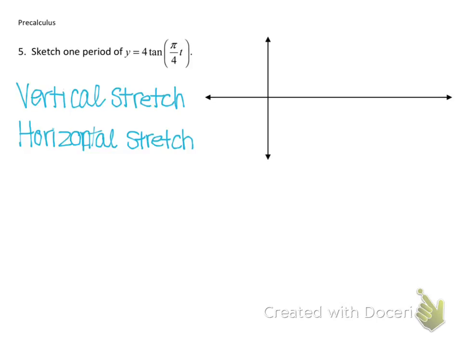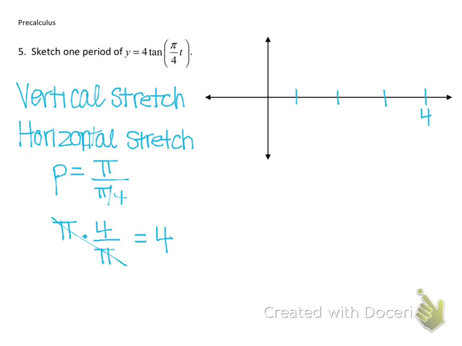So my period changes, and my period is pi over that value in front of t, which is pi over 4. So if I rewrote this, I'd have pi times 4 over pi. Well, my pi's cancel, and my period is just 4. So this is how you get whole number intervals. So that means my period is 4, and you take 1/4 of 4, which is 1, so we just count by 1s for all of our intervals.